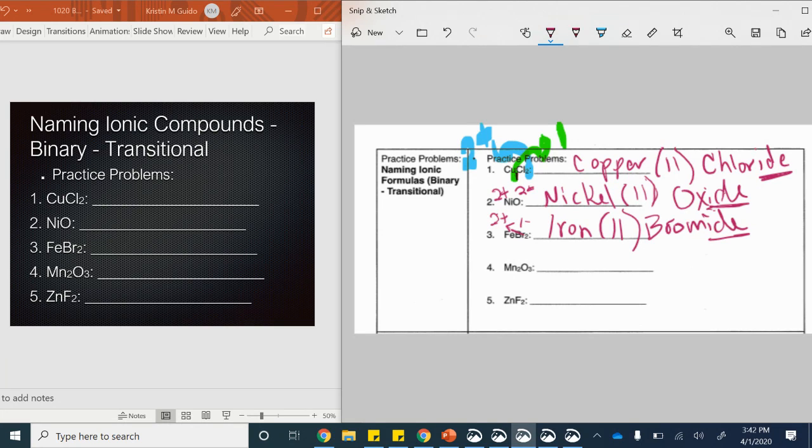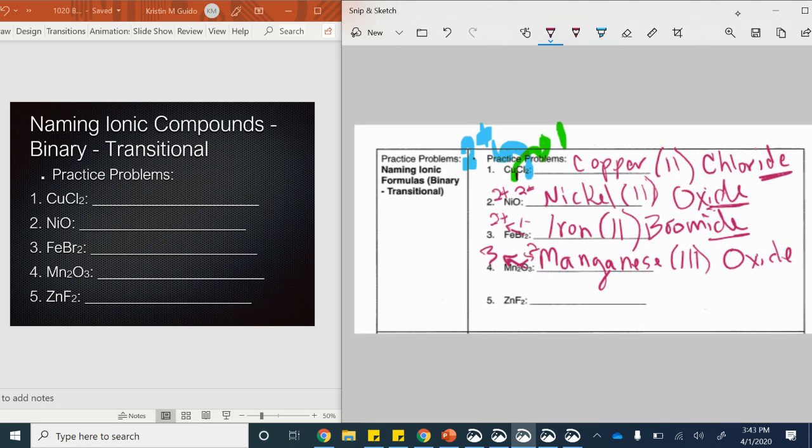Okay, we have our next one. Our next one is manganese. And when we uncrisscross, I need 3 of those and 2 of those. So that means manganese had a charge of 3, and we have manganese 3 oxide.